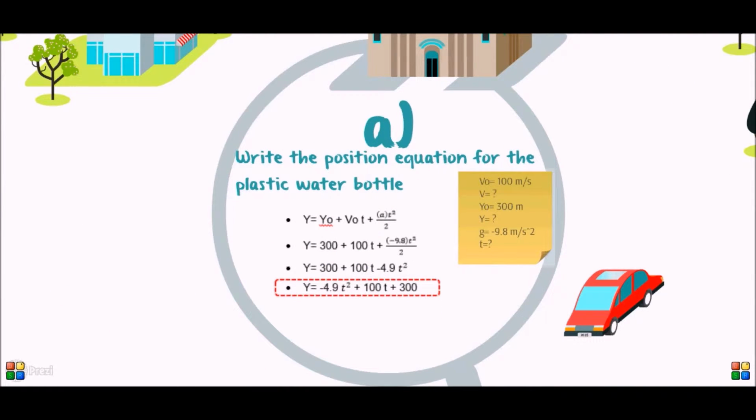For letter A, we know that to get the position is the same formula as displacement, so we know which formula to use. We know that we have the following values: H equals 300 meters, initial velocity equals 100 meters per second. Time is a variable, and we know that acceleration is always minus 9.81 meters per second squared. So now we just have to replace them in the formula.